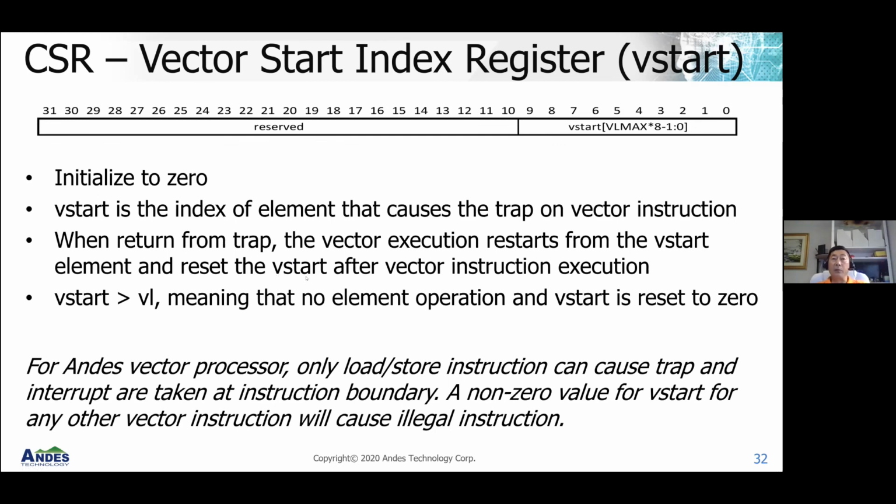And so after you do that vector load instruction, the vstart will be reset to 0 again. So the vstart is reset to 0 every time you execute a vector instruction. It doesn't matter what value it is, every time you execute one, it will be reset to 0. For any vector processor, only load store elements can cause a trap, and interrupts are taken only at the instruction boundary. And so if you have a compute instruction and vstart is not 0, then it's an illegal instruction, or we will take an exception for that case.